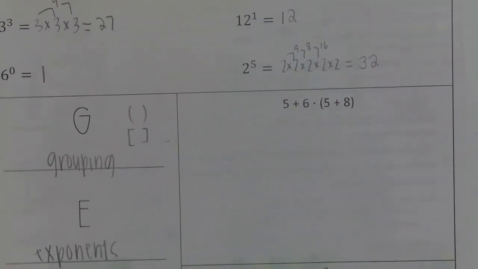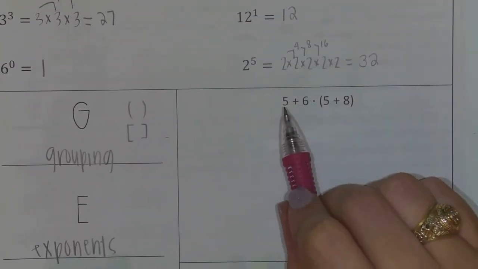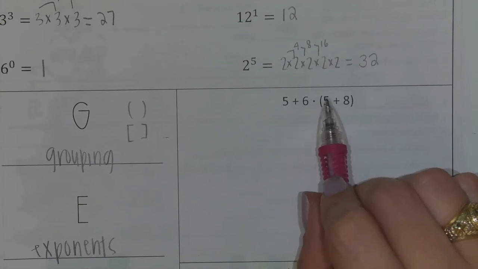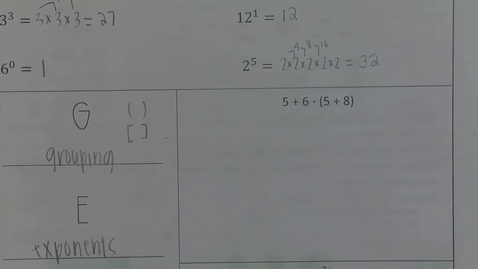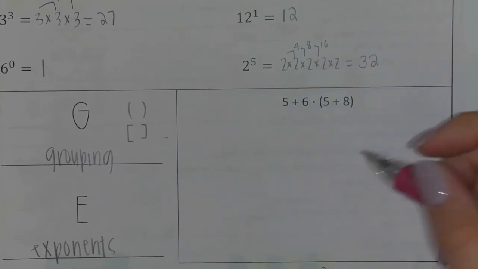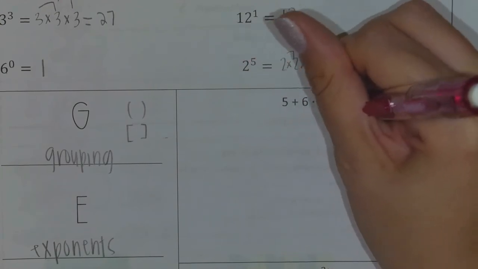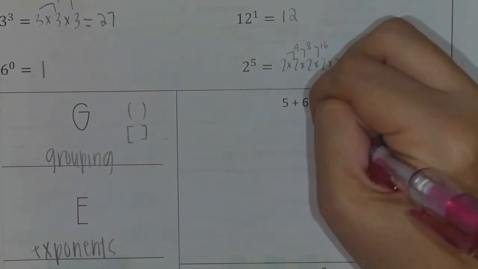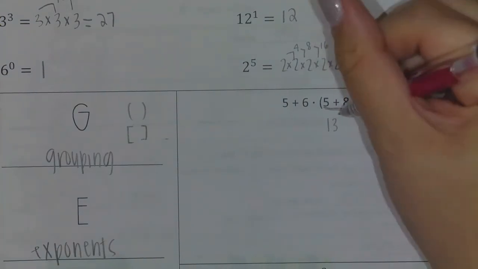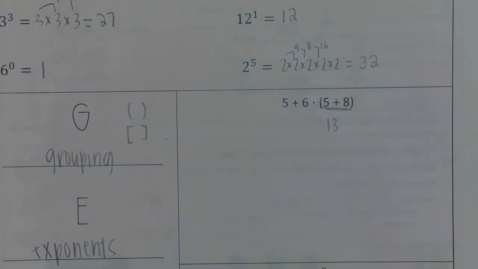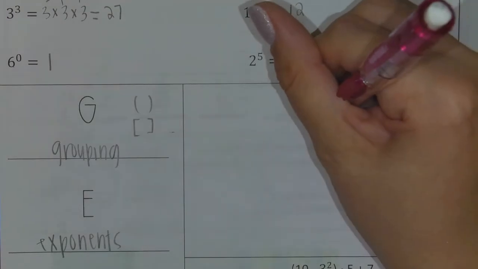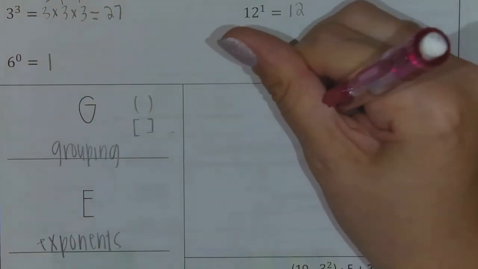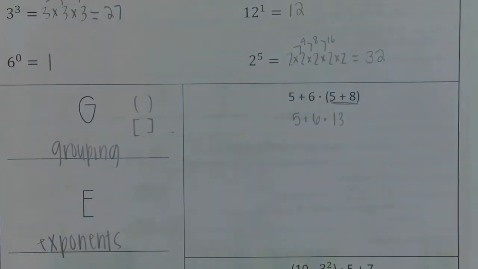So let's look at a few problems. I'm going to start with the first one. So I see that I have 5 plus 6 times, parentheses, 5 plus 8. So if I follow my order of operations, I do see some grouping. So I need to solve whatever is inside of the grouping first. So that would be 5 plus 8, which gives me 13. Now, I don't have to bring the parentheses back down because I've solved everything that's inside of them. They can disappear.